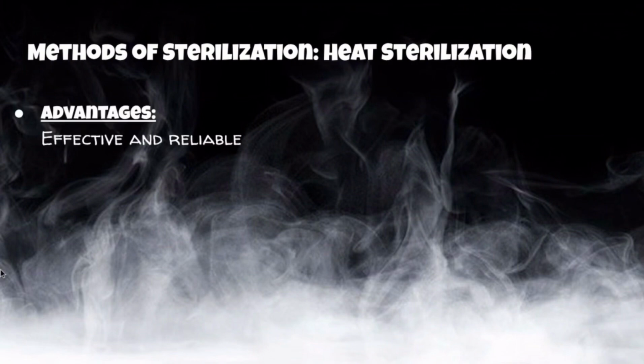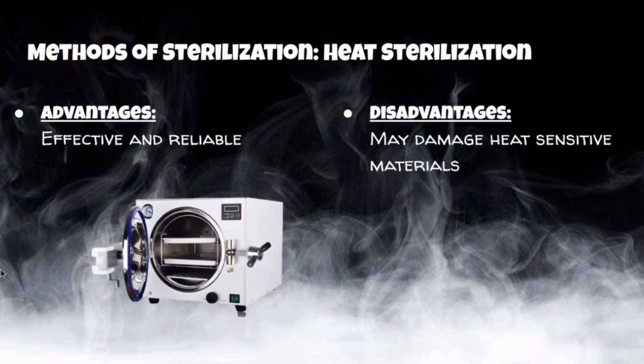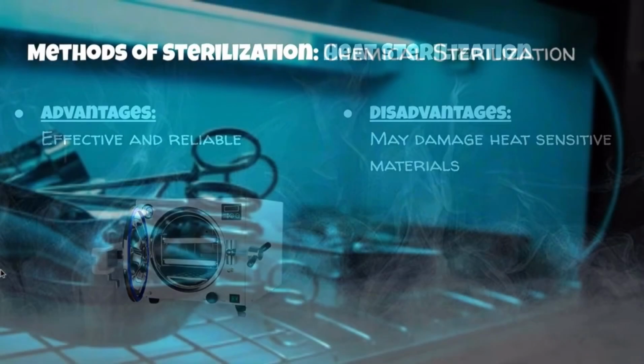So this is the first method. The example would be heat sterilization, and an advantage is that it's very effective and reliable against pathogens. An example would be a heat sterilizer, which is an autoclave. And some disadvantages would be that not everything is suitable for heat sterilization, such as plastic materials, so they would be damaged.